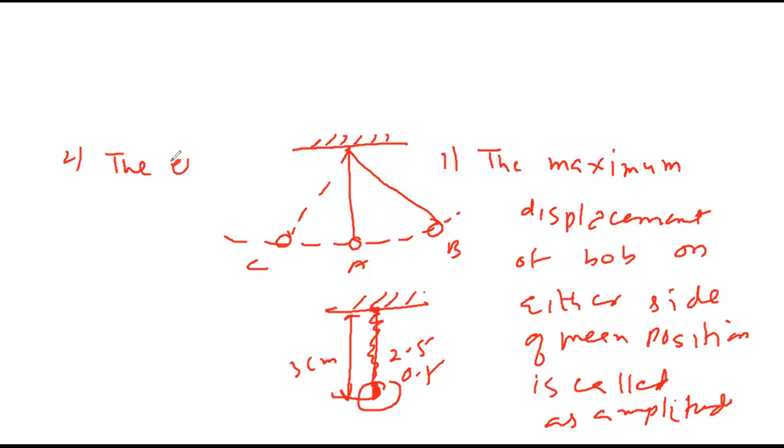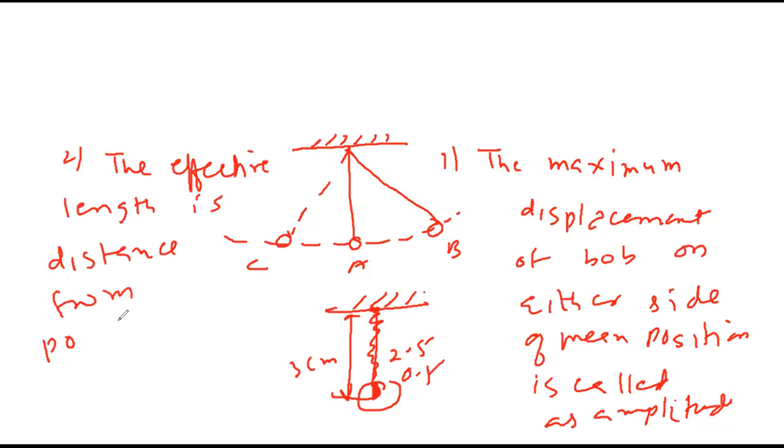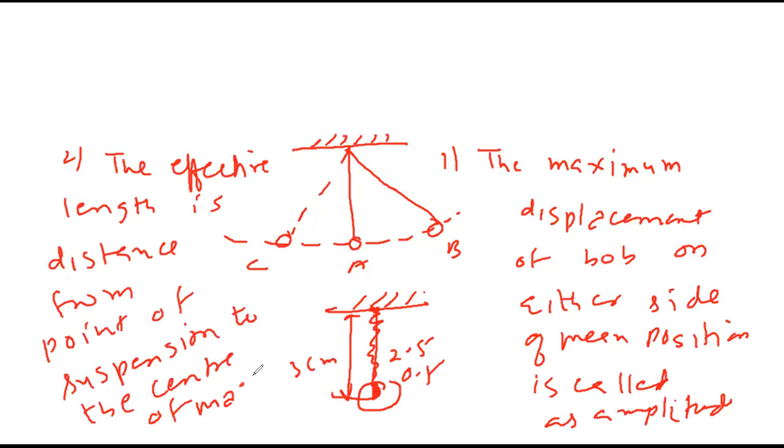The effective length is the distance from the point of suspension to the center of mass. Point of suspension to the center of mass. So if they say the length of the string of the pendulum is 2.8 and the bob has diameter 0.4, make it half, and add the two.